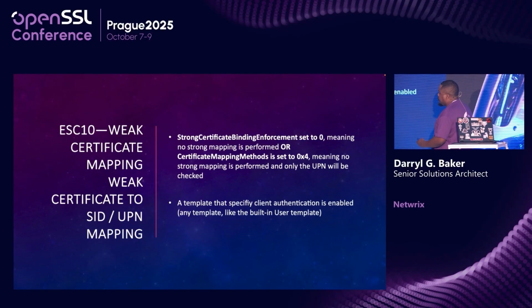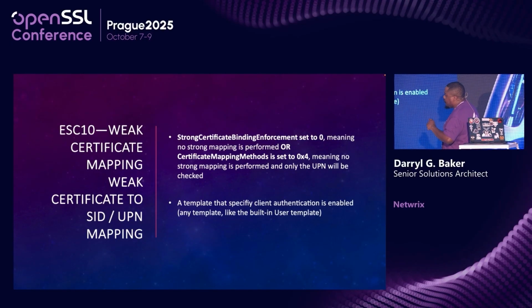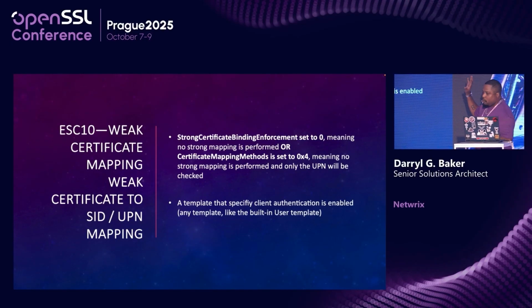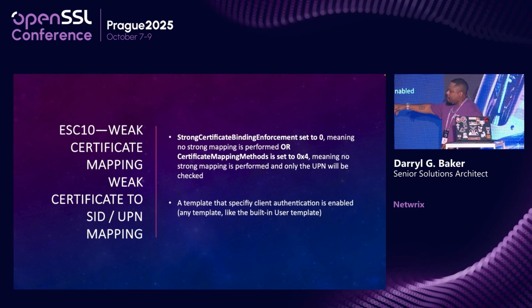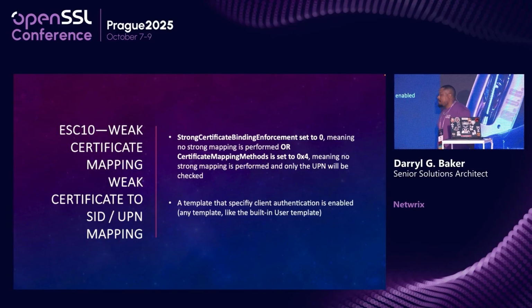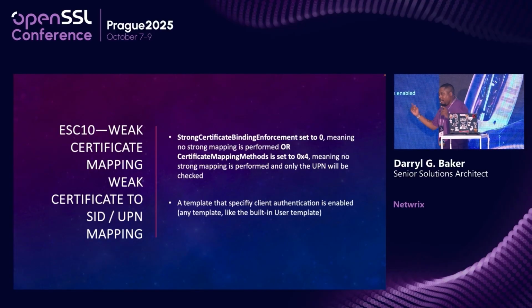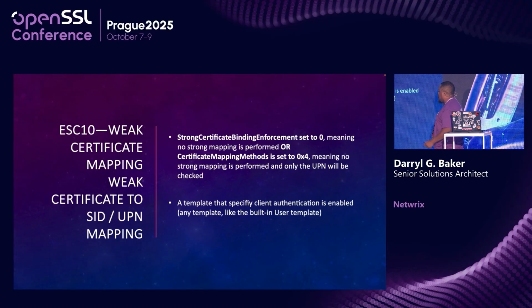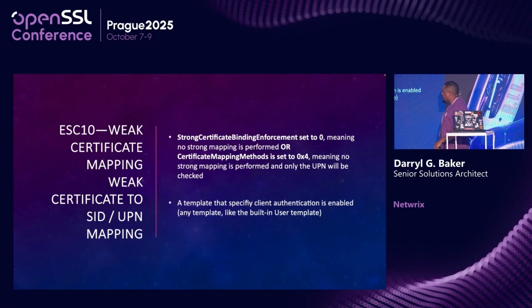All right, so that brings us to ESC10. So this is weak certificate mapping, and this is mapping that SAN to the SID, mapping that SAN to the UPN. So again, all that stuff happens in the background for you as an administrator, but typically anything that Windows or Microsoft does for you easily in the background is probably not that secure. So you should go check it and add in the proper security for your implementation.